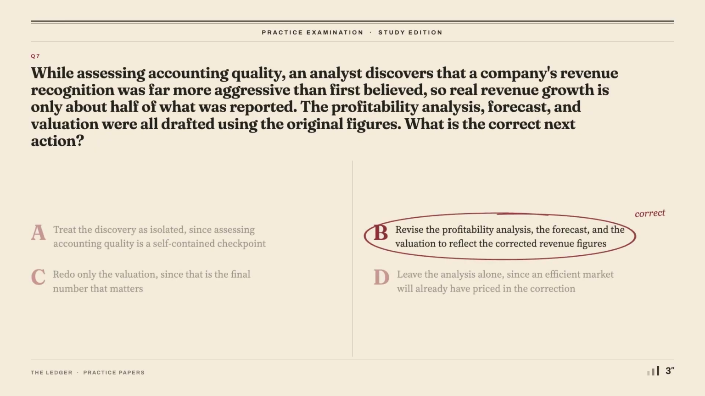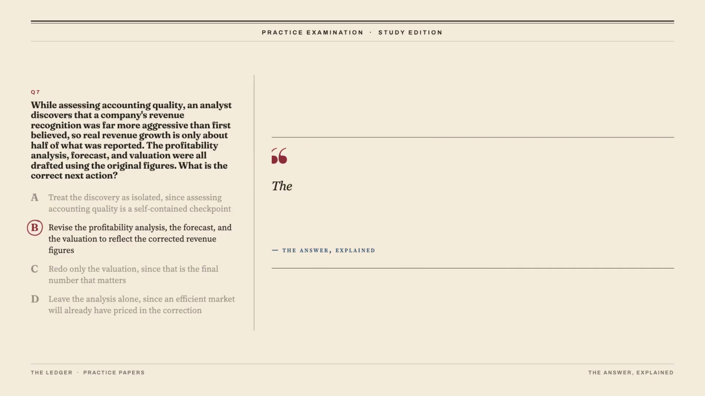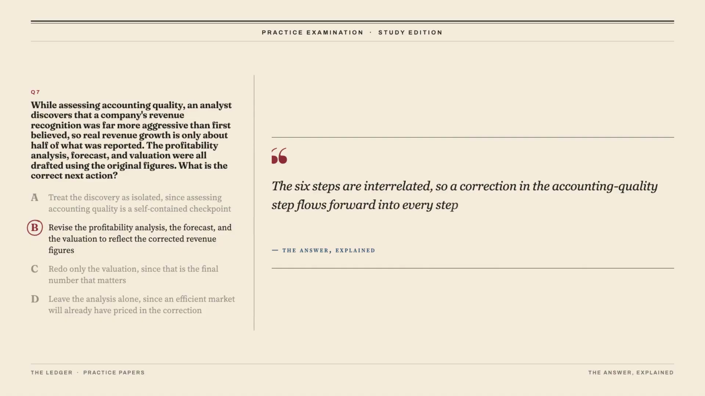The correct answer is B. Revise the profitability analysis, the forecast, and the valuation to reflect the corrected revenue figures. B is correct because the 6 steps are interrelated, so a correction in the accounting quality step flows forward into every step built on top of it. Profitability, the forecast, and the valuation all use the overstated figures and must be reworked with the corrected numbers.